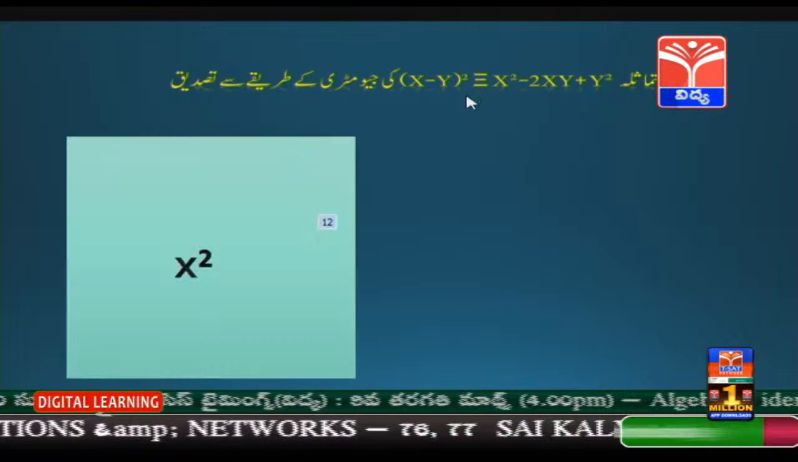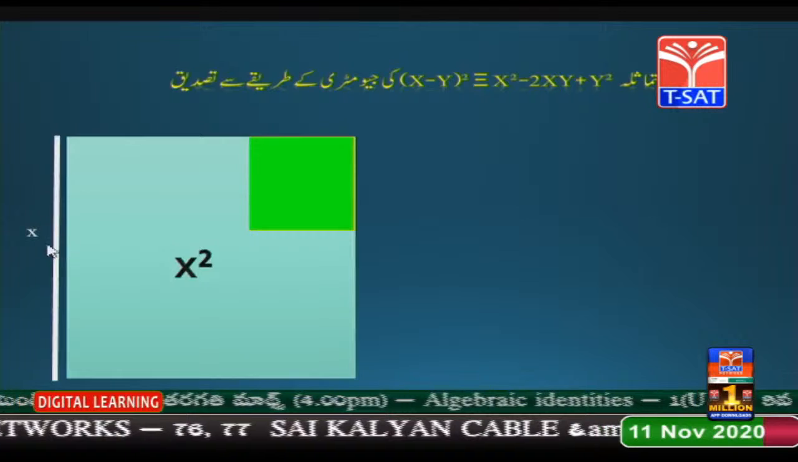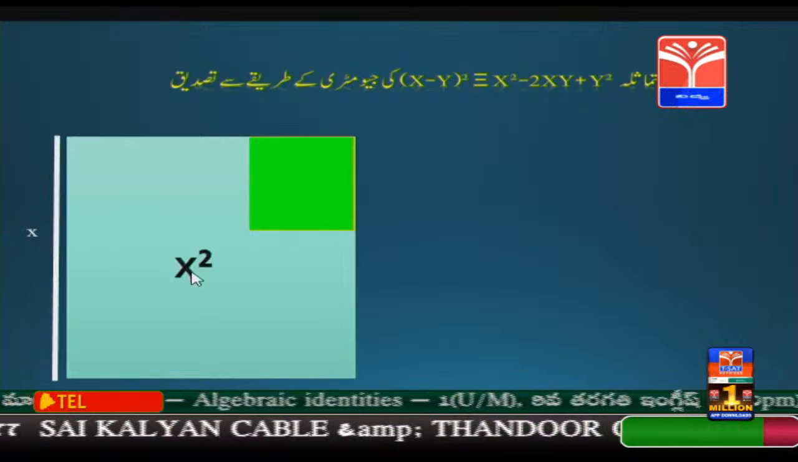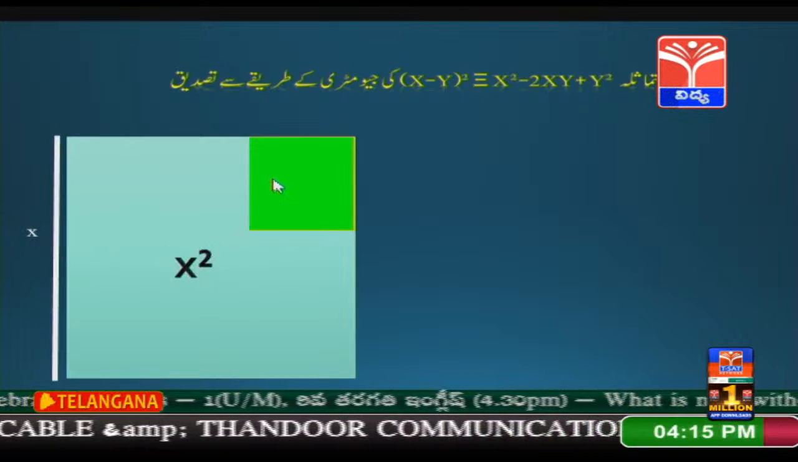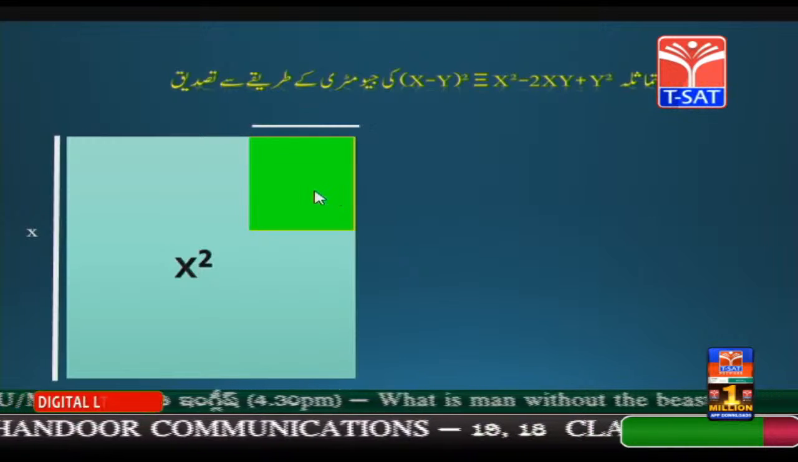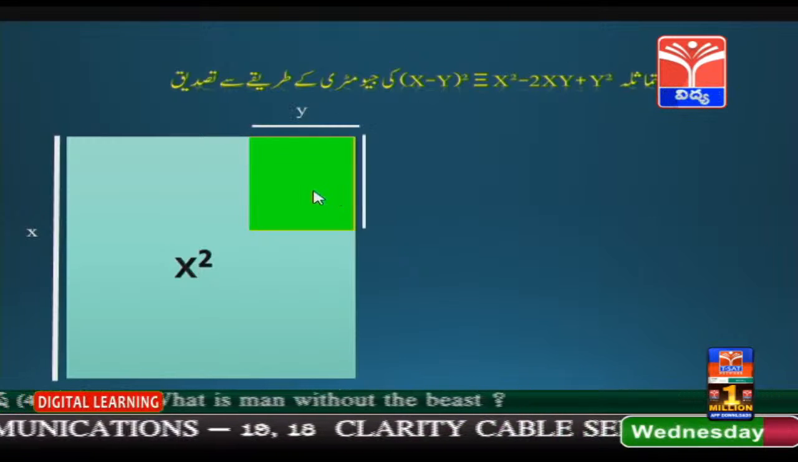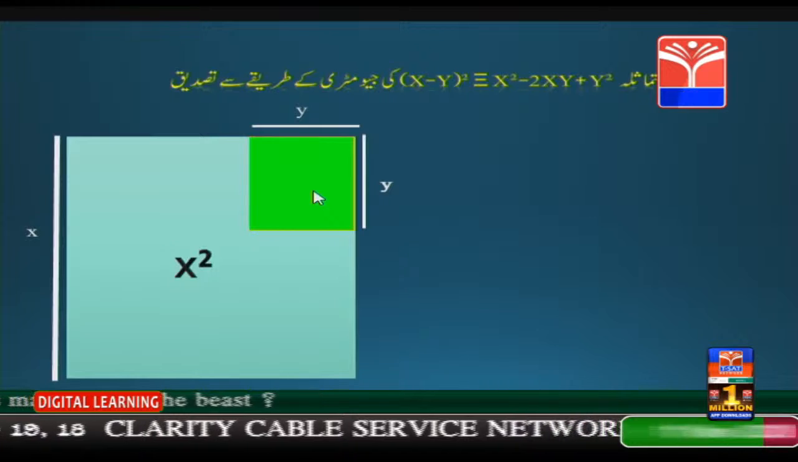अज़ीज़ बच्चों देखिए, मुरब्बे का ज़िला x, तो इसका रकबा क्या होगा? x की दूसरी। मैं क्या कर रहा हूँ, कि यहाँ से छोटा सा हिस्सा काट दे रहा हूँ, माइनस कर दे रहा हूँ। इसका एक ज़िला y, दूसरा ज़िला भी y होगा, तब इसका रकबा क्या होगा?